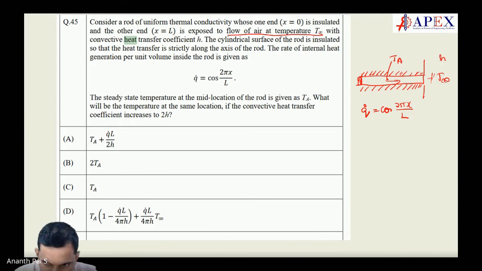We'll see. How did you get that first of all? Then? Why will it be plus? How can it be plus? This question is, if it is TA, when heat transfer is increased. See, if the convective heat transfer coefficient increases to 2h, how can it increase? It should only reduce, is it not?